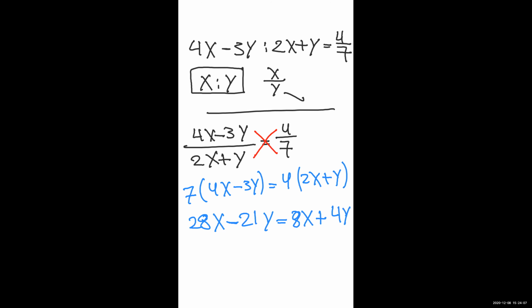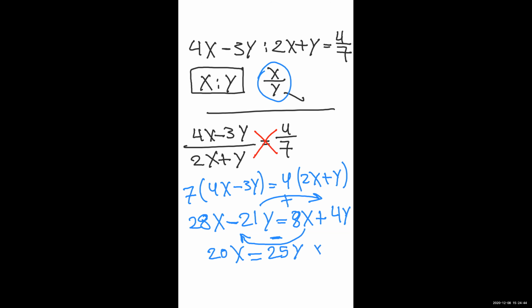Okay, now I want to get x over y, or x to y. So in this case, I will get x on one side and y on the other side. It's 8x as a positive, so 28x minus 8x means 20x. It will equal, and then shift this y to the other side. It was negative 21, so positive. So 4y plus 21y is 25y.